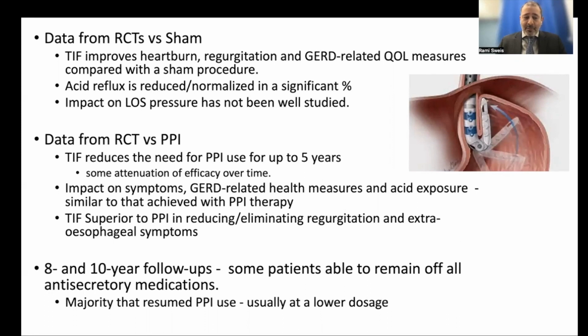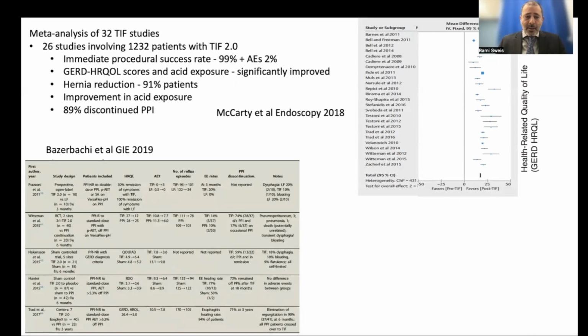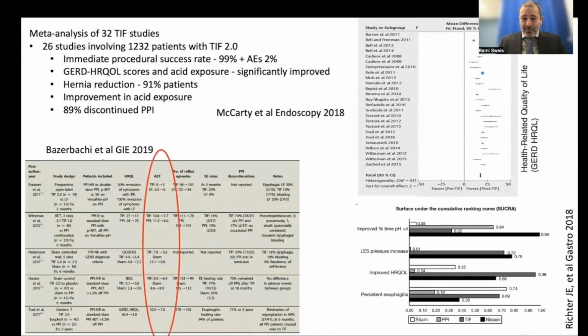Those who are followed up at 10 years show that many remain off anti-secretory medications, and the majority who do resume PPI usually take a lower dose. Here is one of the largest meta-analyses in 2018, 32 TIF studies, and it shows that there is nearly 100% immediate post-procedural success rate. Symptom scores improve significantly, and there's an improvement in acid exposure time. The meta-analysis from 2019 again shows similar results, and again shows that acid exposure time either normalizes or improves significantly.